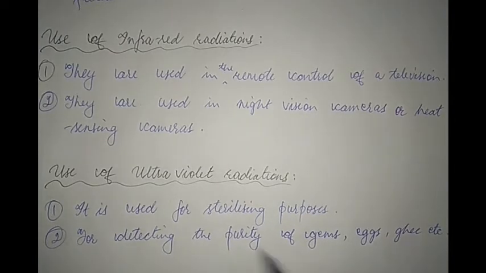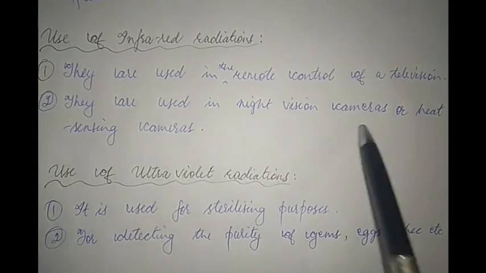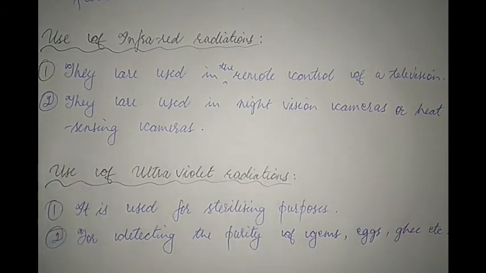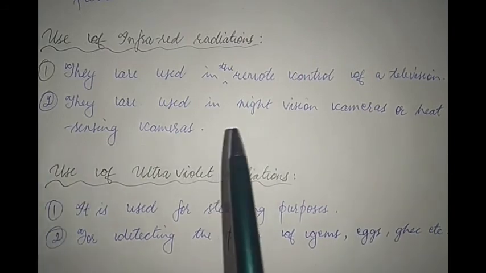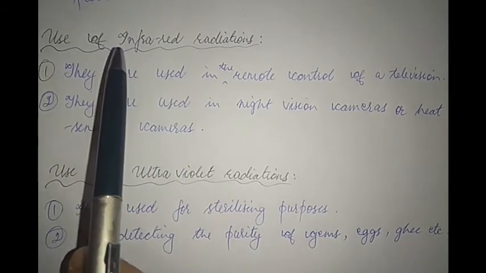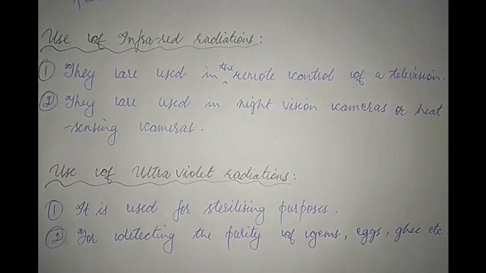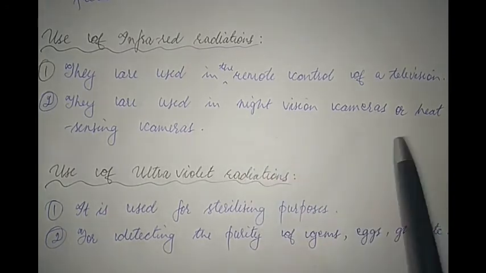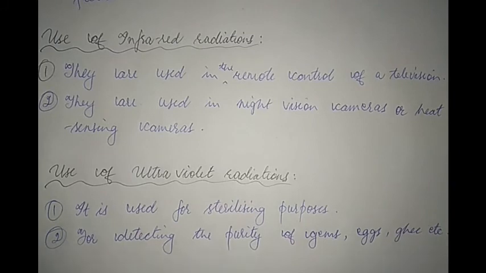Its other use is that infrared radiations are used in night vision cameras or heat sensing cameras. Remember, all hot bodies actually emit infrared radiations. Now, there are these special kinds of cameras you must have seen on Discovery kind of channels also. These special cameras capture the infrared radiations that are emitted by all warm-blooded animals, and thereby a night vision camera or heat sensing camera can track the movement of animals.